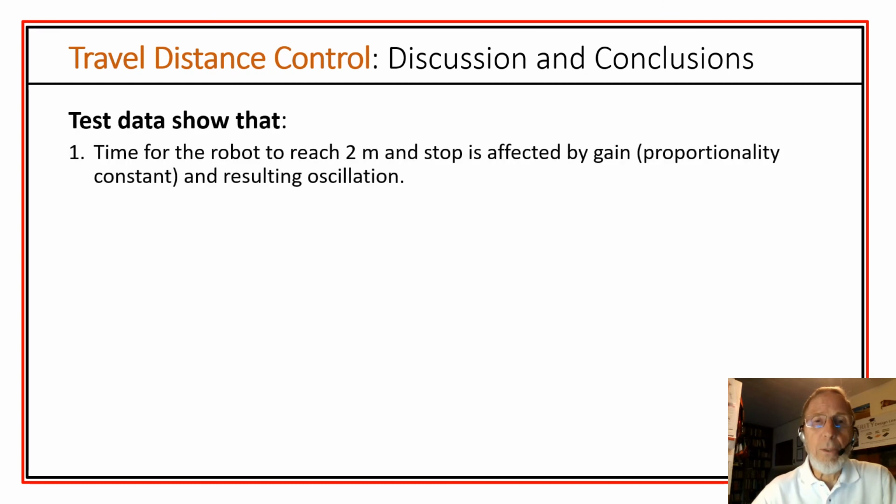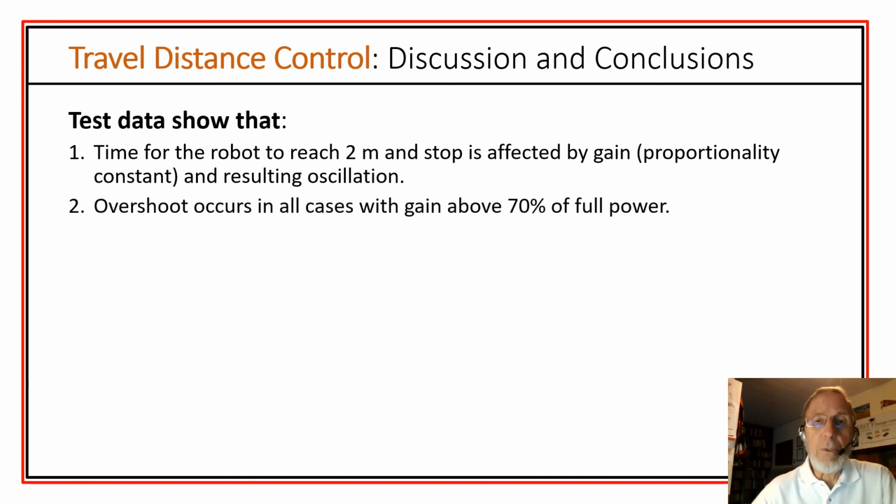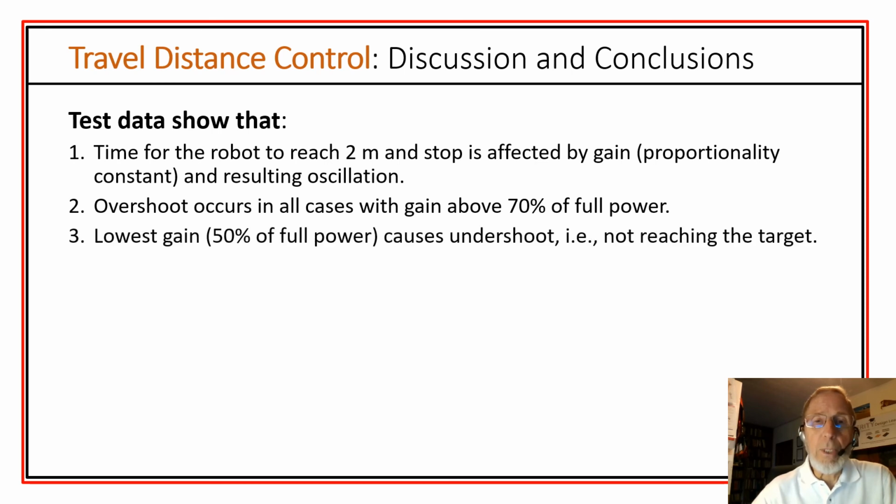The test data show that, number one, time for the robot to reach 2 meters and stop was affected by gain, this proportionality constant, and the resulting oscillation. Okay, we knew that. The overshoot occurs in all cases with gain above 70%. So above 70%, it overshot and then oscillated and settled in. The lowest gain, 50% of full power, caused undershoot, that is, it never reached the target.